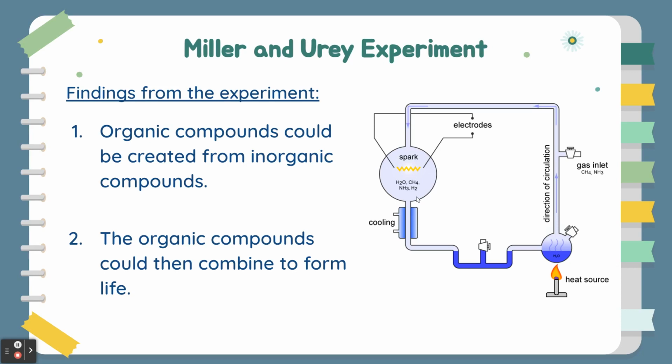The result of the experiment was that they were able to observe the formation of amino acids. You guys know that amino acids are the building blocks of proteins. So, this experiment helped us understand how organic compounds, such as protein, could have originated from inorganic ones, such as the methane and the ammonia, which is a crucial step in understanding how life was created. The big takeaway from this was these 2 points. So, organic compounds can be created from inorganic compounds. The organic compounds could then combine to form a living being.